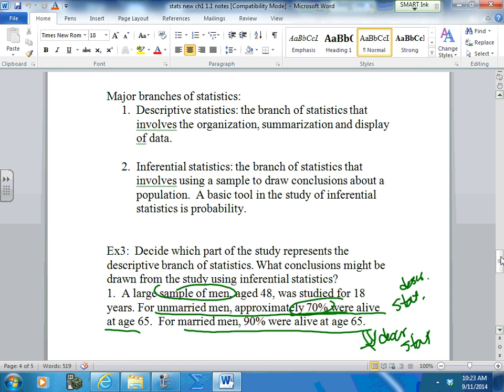Can someone give me an inference about this? Come on. The men who are married were alive. More men that were married stayed alive at age 65. And why do you think that is? Well, let's make an inference. I think it's kids. Okay, maybe suicide rate. That's a good inference. Maybe unmarried, they were upset not being married. A little depression. That's a good one. Yeah, they drank more.